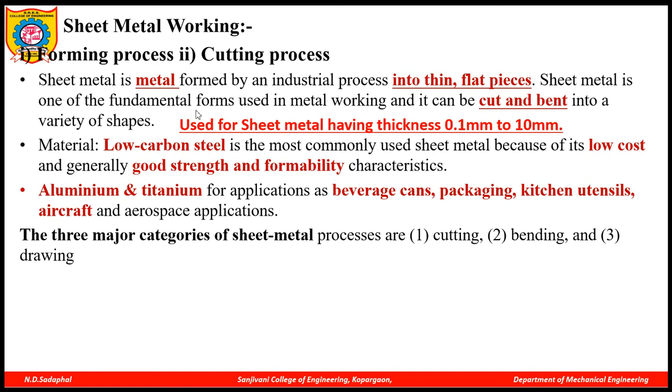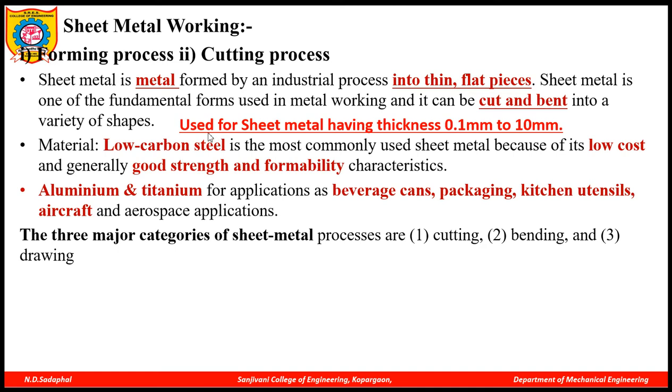It is a manufacturing process in which a metal is formed by an industrial process into thin sheets or flat sheets. A sheet metal converted into a thin sheet or flat sheet is called a sheet metal working process. In sheet metal working, you can cut the sheet metal or you can bend the sheet metal to get the desired shape or a variety of shapes. So these are called the forming and cutting processes.